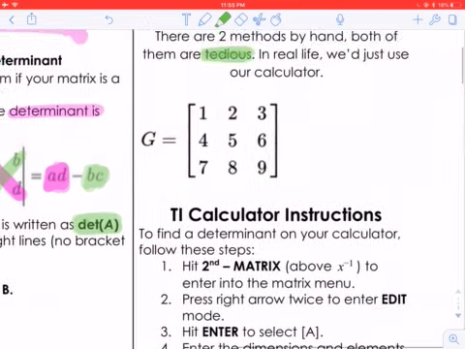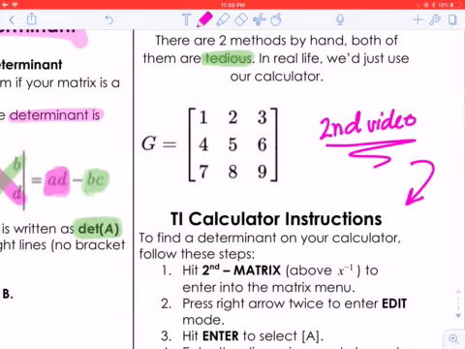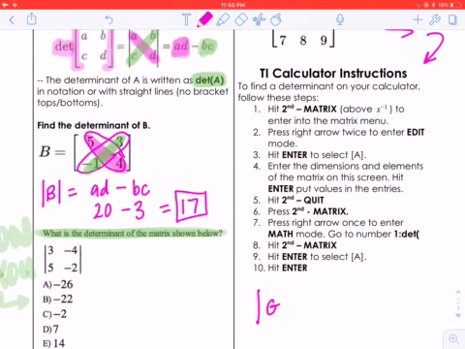And the calculator instructions are in the second video. So I found a good video that shows you how to do it step by step with the calculator on the screen, so I won't bore you with that one, but you have the written instructions here as well. Go ahead and find the determinant of G, and you're going to write that right here. Whatever it is, you're going to report that back from your calculator.